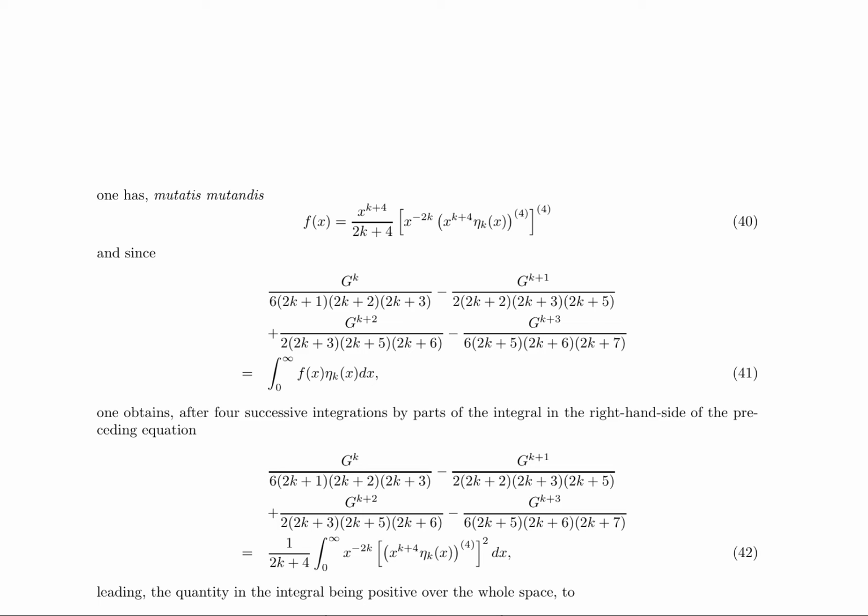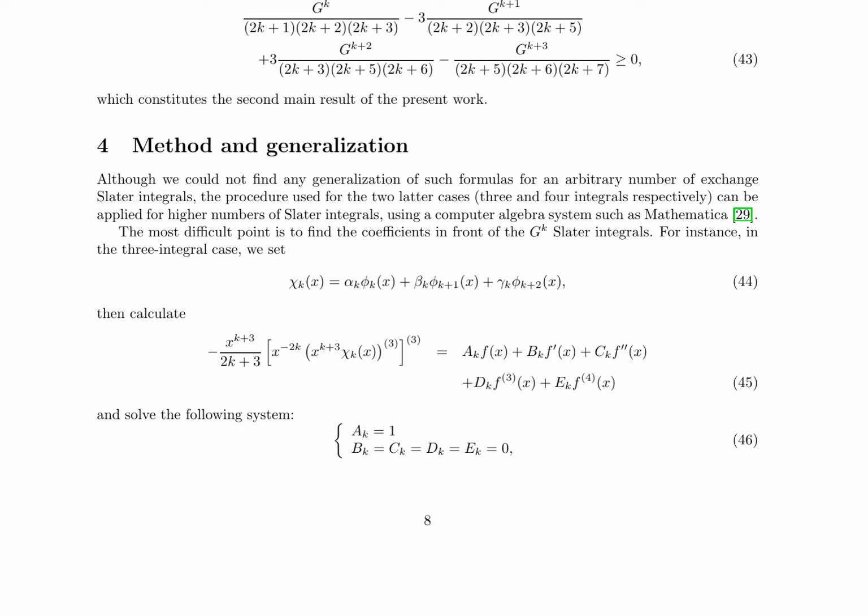For the three-integral case, the authors employ a generating function that involves a linear combination of φ_k(x), φ_{k+1}(x), and φ_{k+2}(x). Applying the same procedure as before, they obtain an equation for χ_k(x) and solve a system of equations to find the coefficients in front of the G^k Slater integrals. This process is repeated for the four-integral case, leading to the second main result of the work.